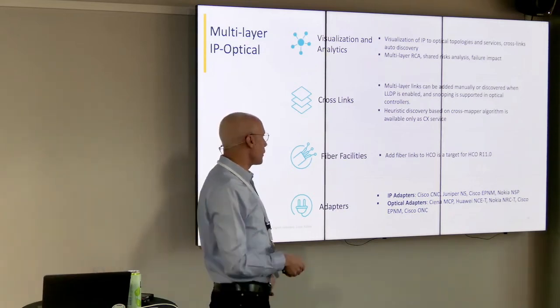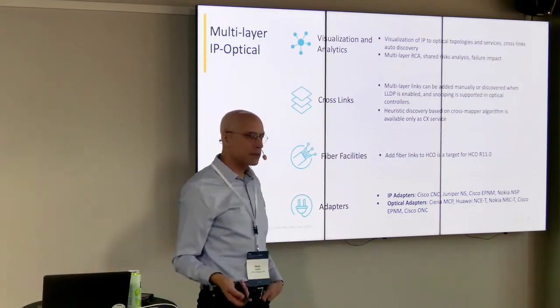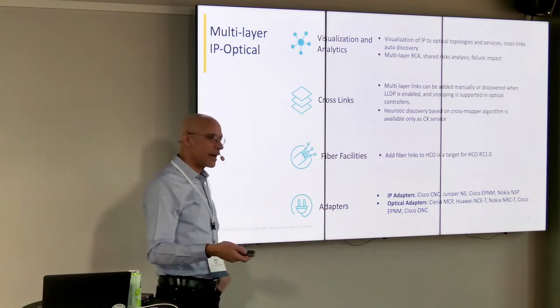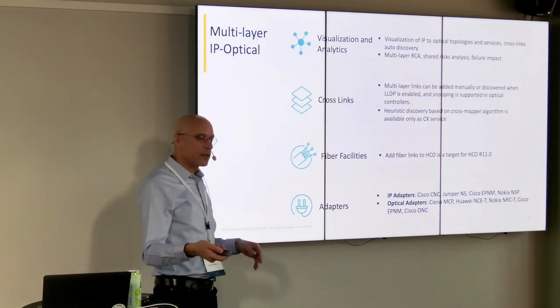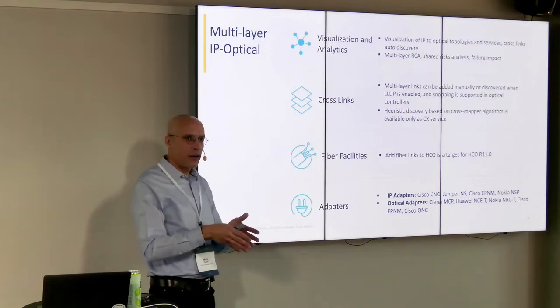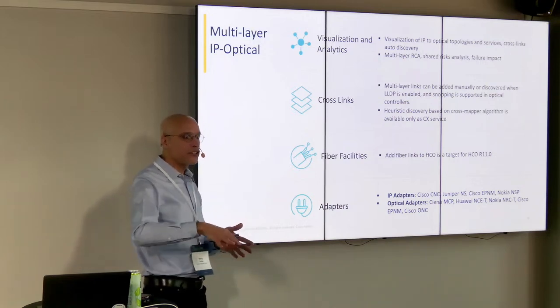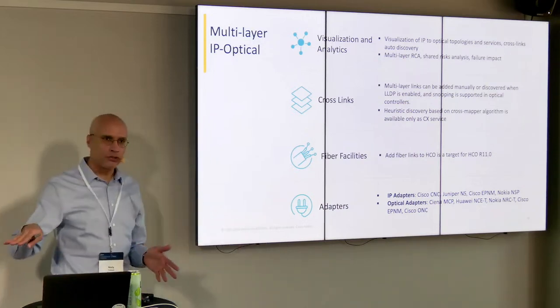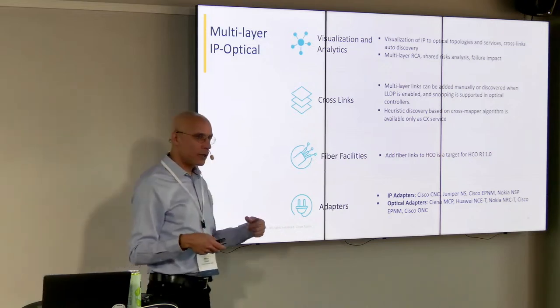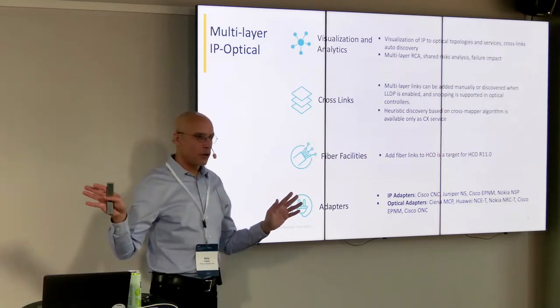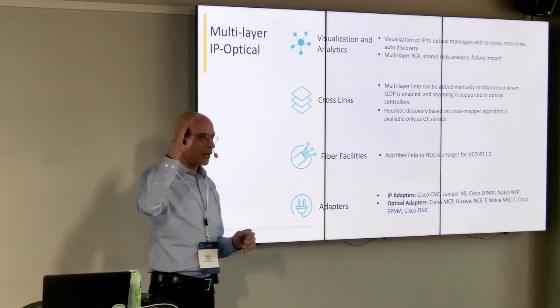So also we have the fiber facilities. If you have the actual physical fibers, with the data on the location of the fibers in the topology, you can import it into the HCO, and then you can get the satellite view of your fibers with all the layers on top.